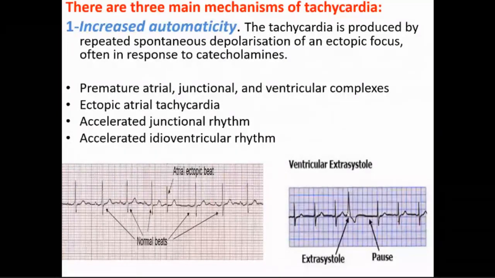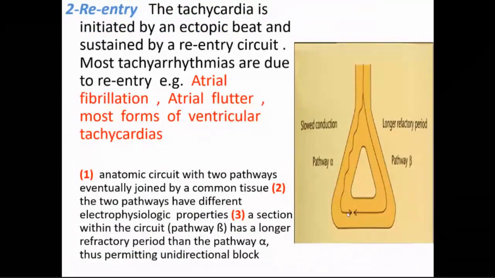Okay. The second mechanism of arrhythmia is reentry. Reentry is the most common mechanism of arrhythmia. It is initiated by an ectopic beat and sustained by a reentry circuit. Most of the arrhythmias are due to reentry, like atrial fibrillation, atrial flutter, most forms of ventricular arrhythmia, ventricular tachycardia.